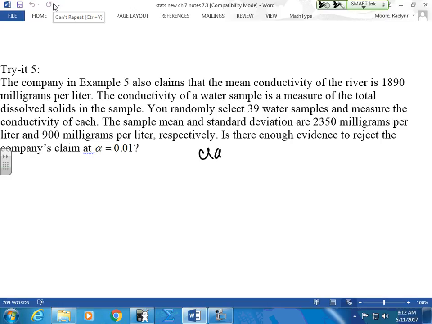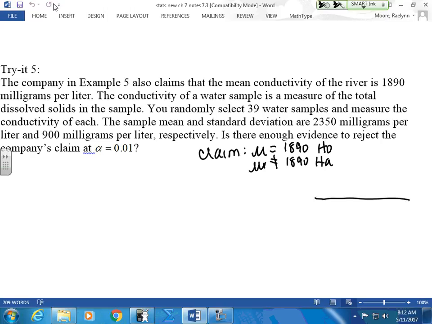David, what's my claim? U equals 1,890. Okay. Is this H0 or HA? Good. What's my HA? Good. Haley, what tail test do I have? Two-tail test. Not equal. Remember, not equal goes out in 2 directions. So it's going to say reject H0 and reject H0. Fail to reject H0.